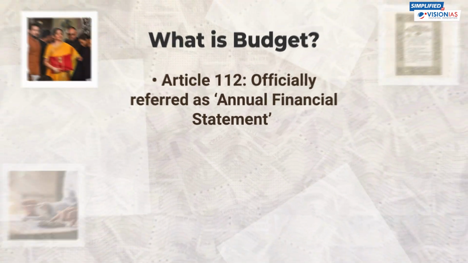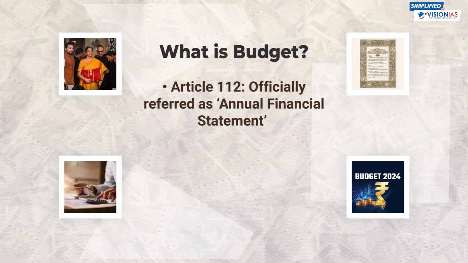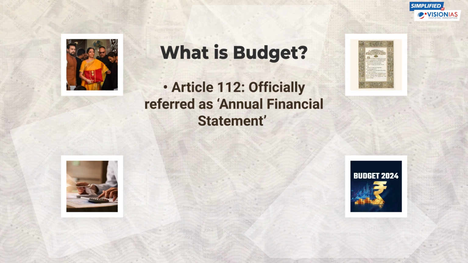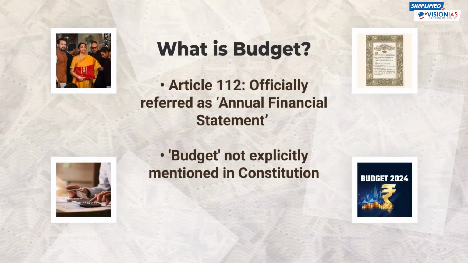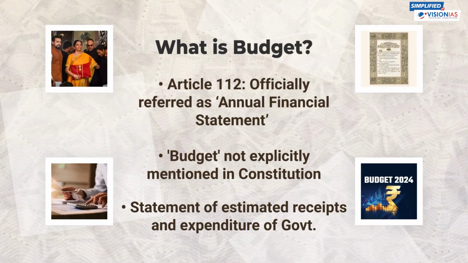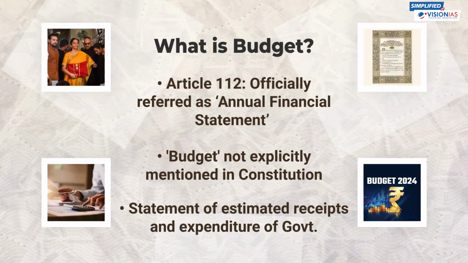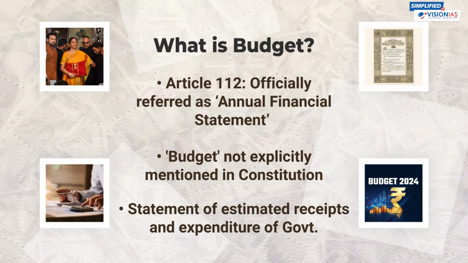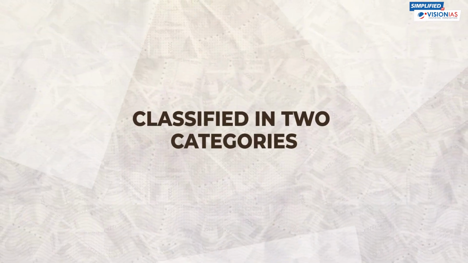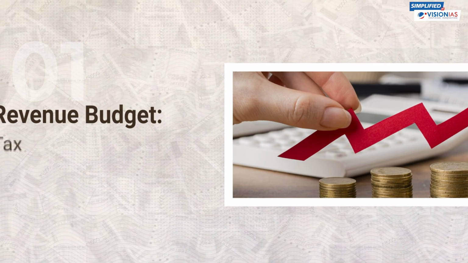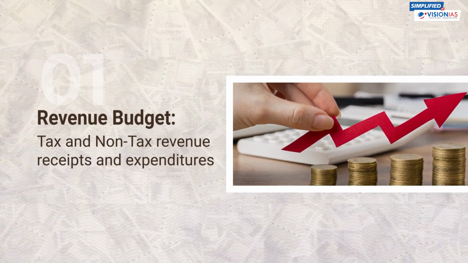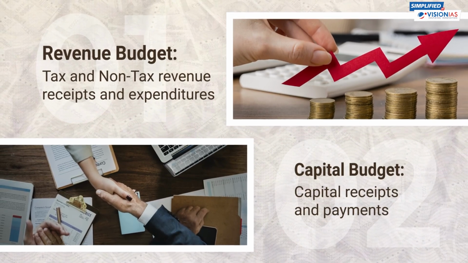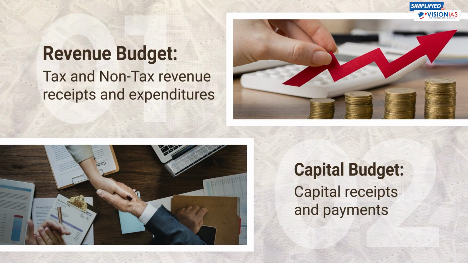As per Article 112 of the Constitution, the budget is officially referred to as the annual financial statement of the government. Surprisingly, the term budget is not explicitly mentioned in the Constitution. In general terms, the budget is the statement of estimated receipts and expenditure of the government in a financial year. But it has been classified into 2 main categories. The first category is the revenue budget, which covers the tax and non-tax revenue receipts and expenditure of the government. And the second is the capital budget, dealing with capital receipts and payments of the government.